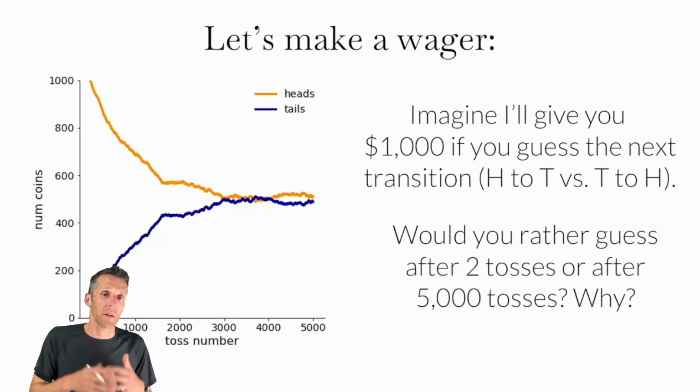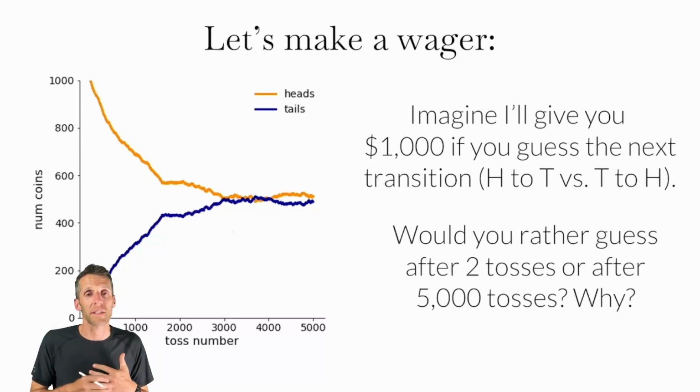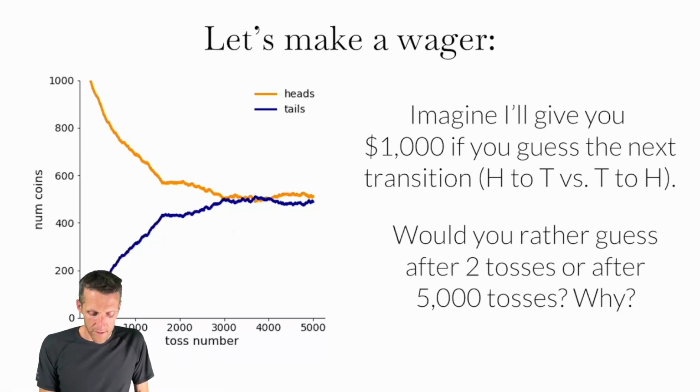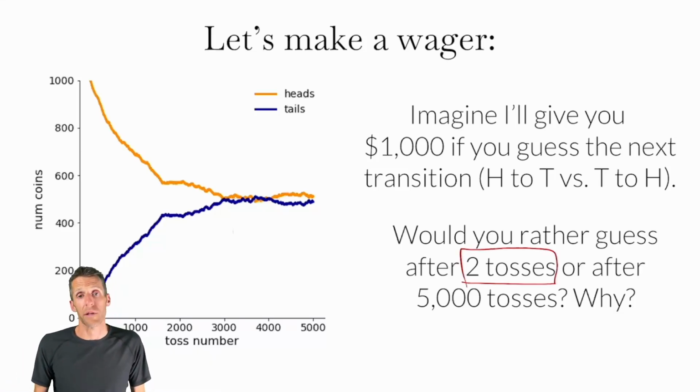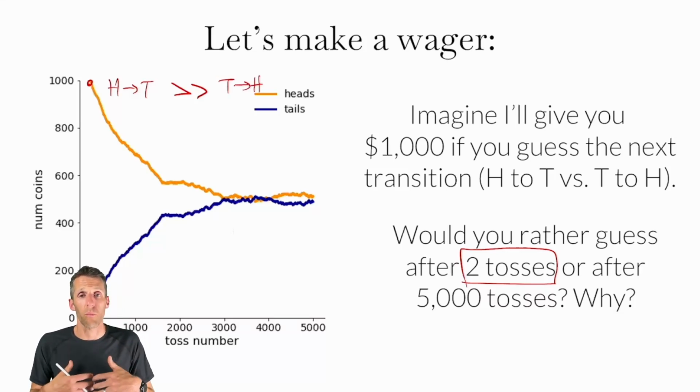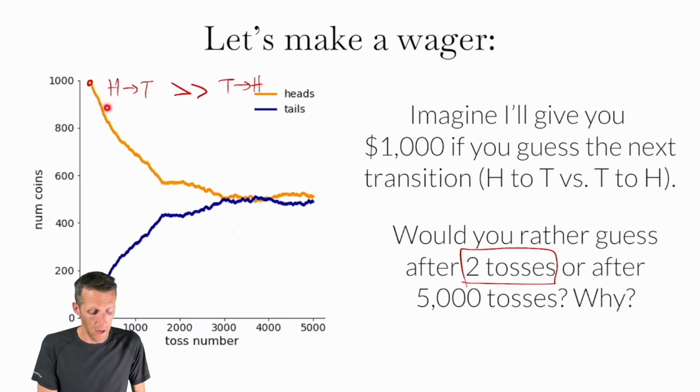When I do this in actual classrooms, there's often a pretty robust debate between people that say you should make the bet at a specific place and a group that says it doesn't matter where you make it. Anywhere you make the bet, the odds are still 50-50. It turns out the correct answer is that you would strongly prefer to take it after 2 tosses. The reason is that after 2 tosses, your odds of a heads to tails are much, much greater than your tails to heads, right? So you'd get $1,000 much more often over here if you bet head to tails than you would over here.